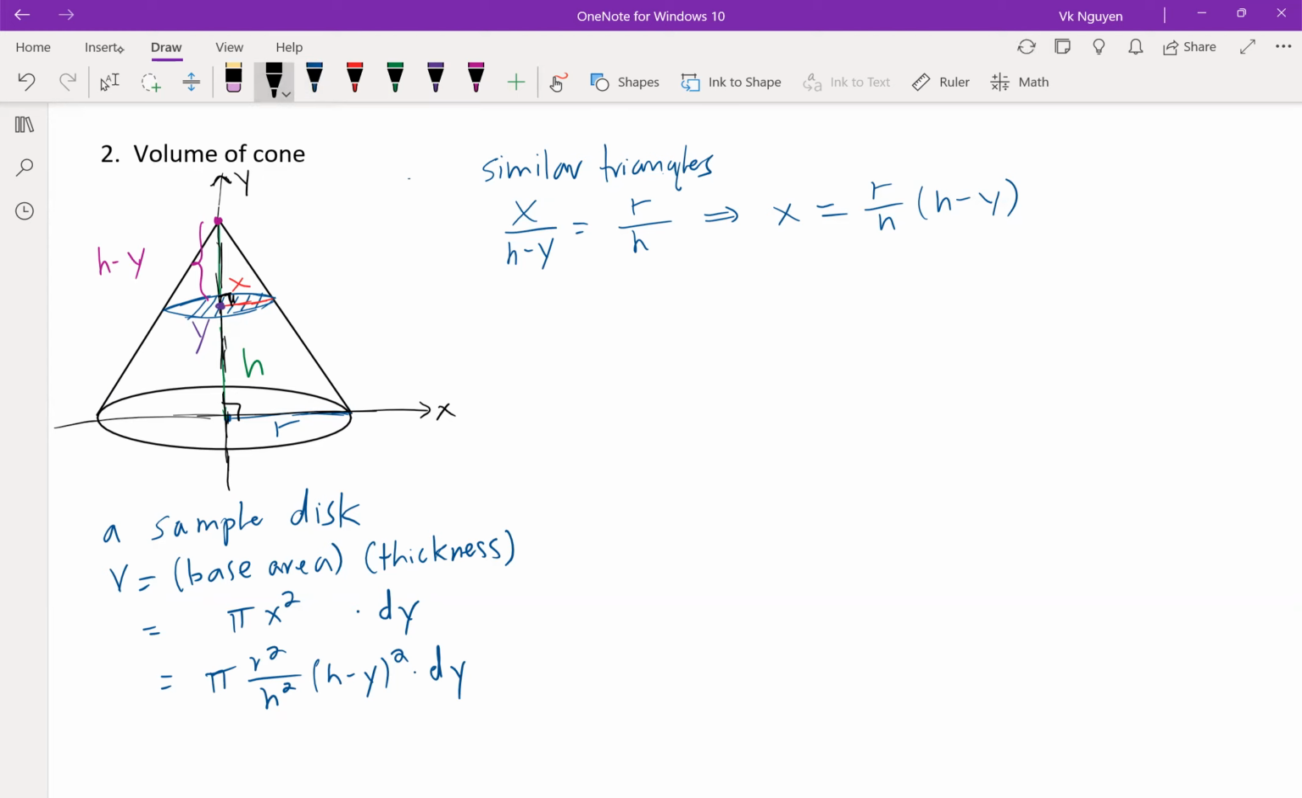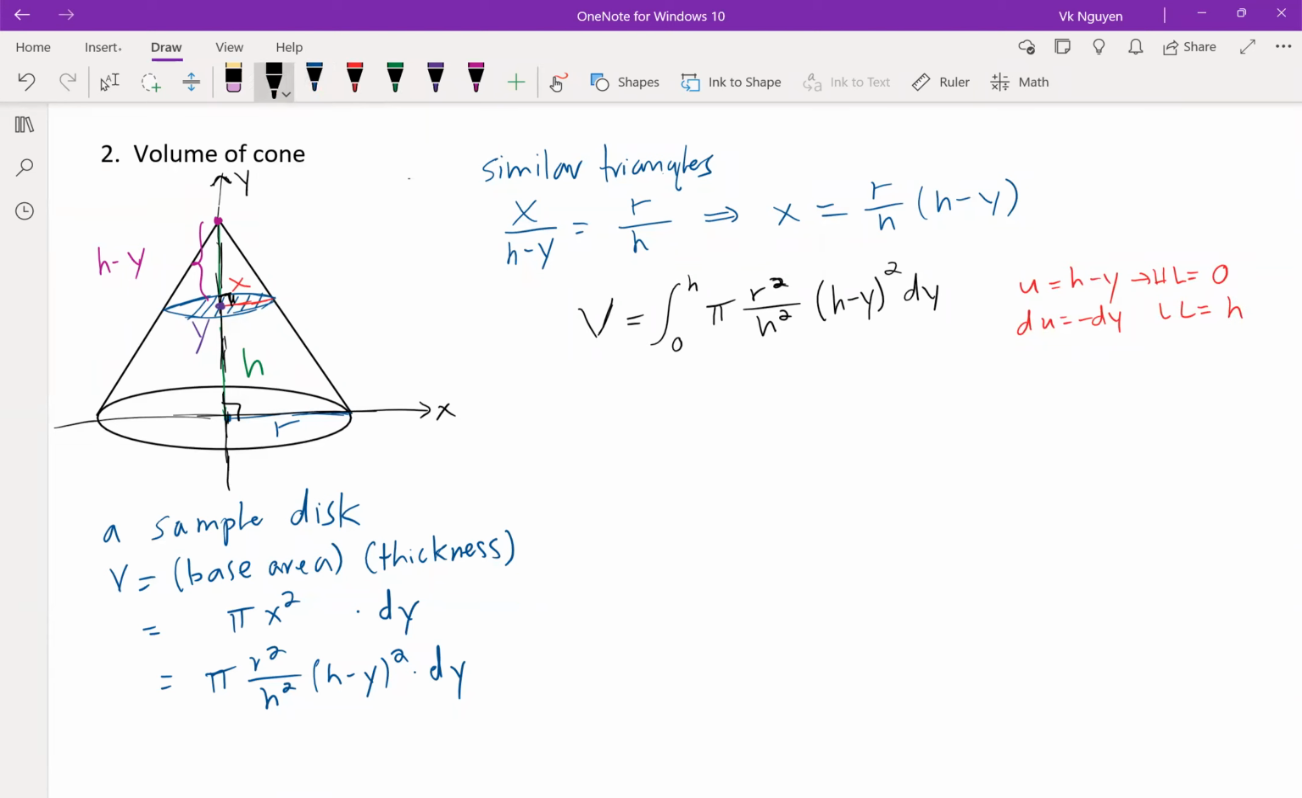Now to find the volume of the cone, we just add them up, and when we add them up, that is the integration. Integral from 0 to h of pi r squared over h squared times h minus y squared dy. Now I'm going to use u-substitution: u equals h minus y, du is negative dy. From here we see that the upper limit is h minus h, which is 0, and the lower limit is h minus 0, which is h.